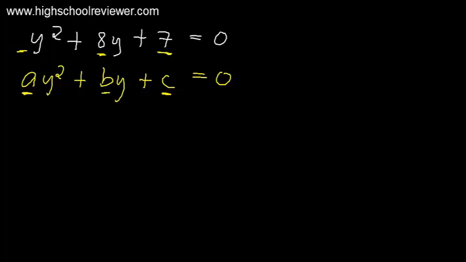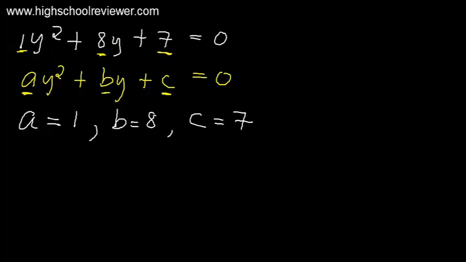Okay, so let us now write the values of a, b, and c. So the value for a here, since we do not have a numerical coefficient, this is understood as 1, since 1 multiplied by y squared is equal to y squared. So our a is positive 1. Our b here will be the number 8 or positive 8, and our c is the third term or the constant, and that is positive 7.